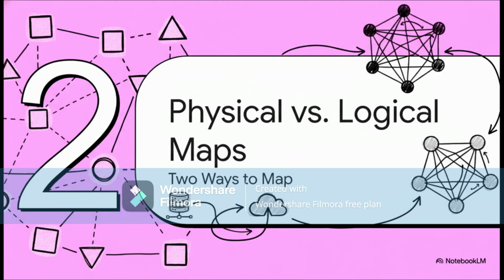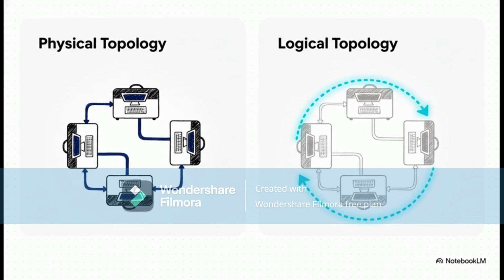Now, this is where things get really interesting. You see, there isn't just one way to map out a network. Nope, there are actually two. So let's explore how these different maps give us the full picture. Okay, so on one hand, we have physical topology. The easiest way to think about this is like the actual floor plan of your classroom. It shows you exactly where each computer desk and every single wire is physically located.